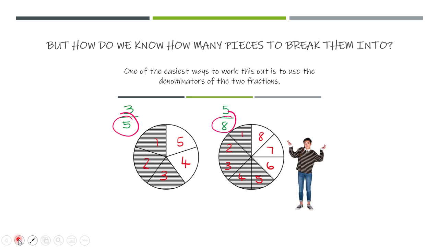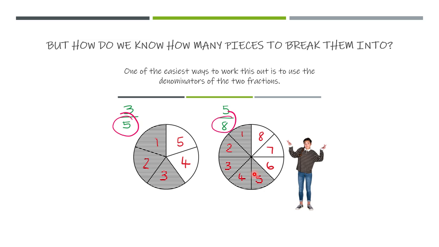So let's have a look. How do we know how many pieces to break these numbers into? One of the easiest ways to do this is to use the denominators, which is the number on the bottom of each of the fractions. The number up the top is called the numerator, but right now we're looking at the denominator. That's the number that the whole is broken into, how many parts we have in the whole. So this number is 3/5. The 5 is the number of parts I've broken that into, and the 3 is how many parts are coloured. The 8 is how many parts this one's broken into, and the 5 is how many parts are coloured.